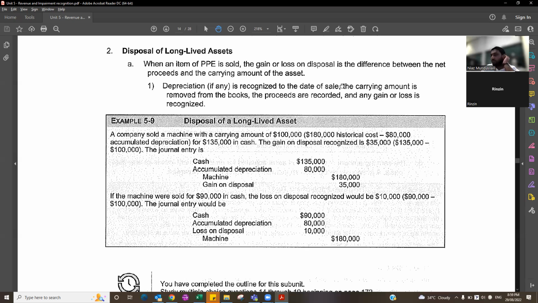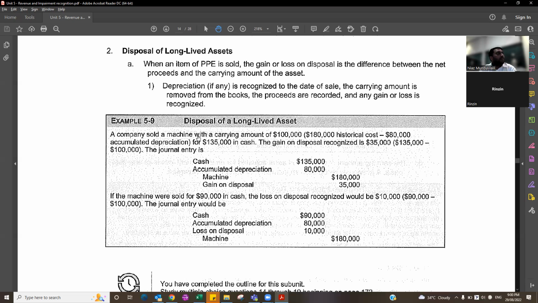For example, we normally provide depreciation yearly, right? Say we are selling this particular asset on August 15. Then the depreciation from January to August 15 you have to provide before you sell. Then you record the sale entry. The carrying amount is removed from the books, the proceeds are recorded, and any gain or loss is recognized.